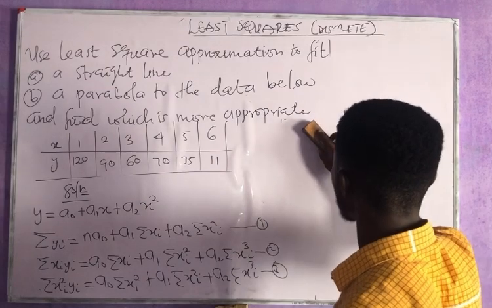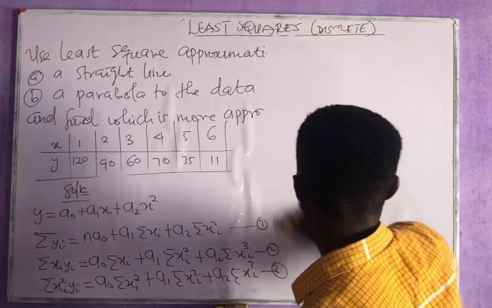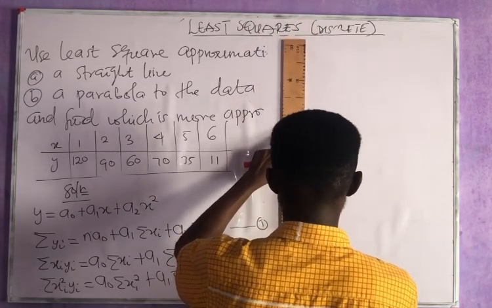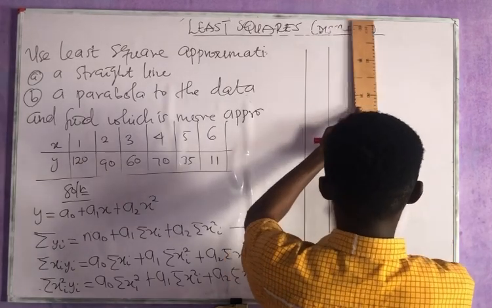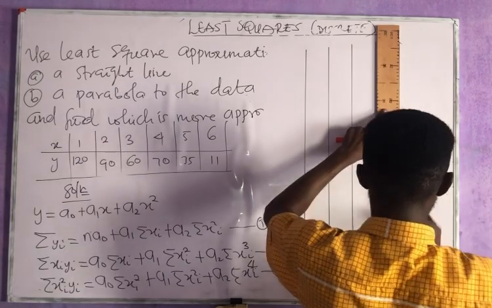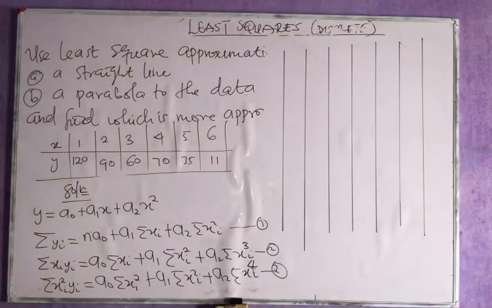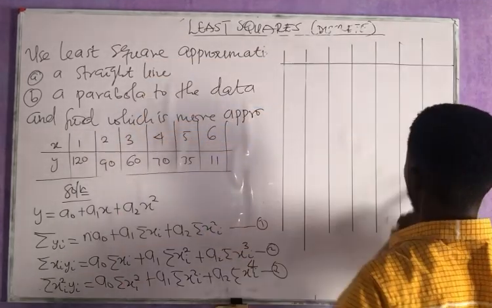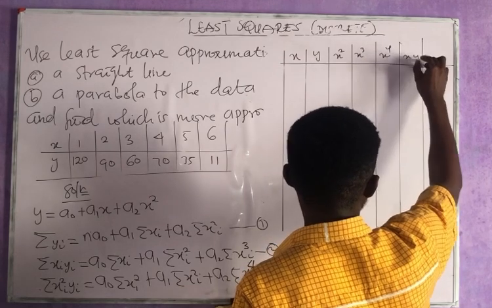Okay, so this table will be quite big, so let me clean this side. Is it that find which is more appropriate? We will talk about that. So for now, let me draw my table here. This will be our x. Then you have y. You have x squared, x cubed, x power 4, xy, x squared y.